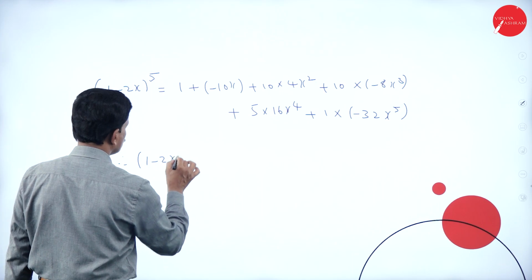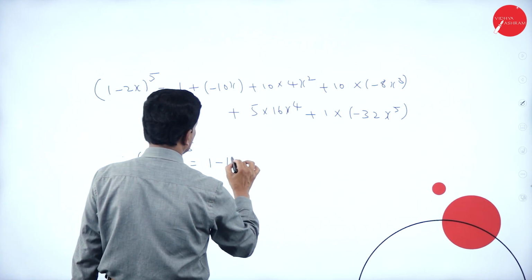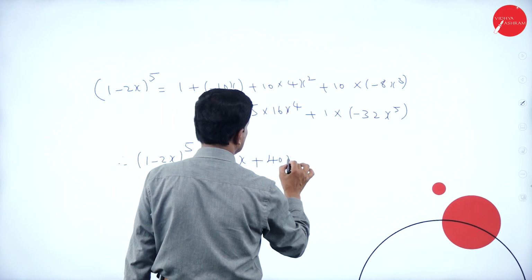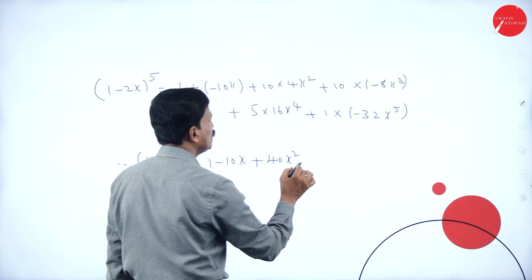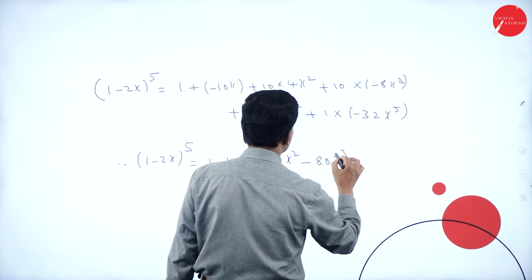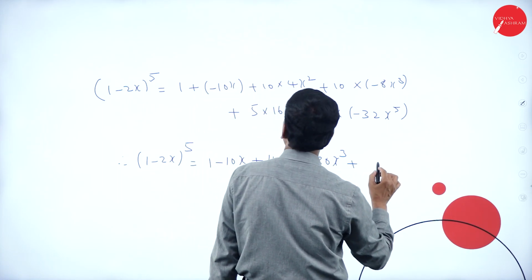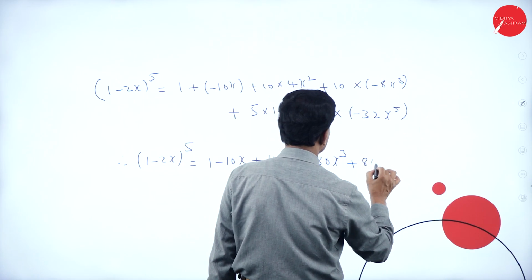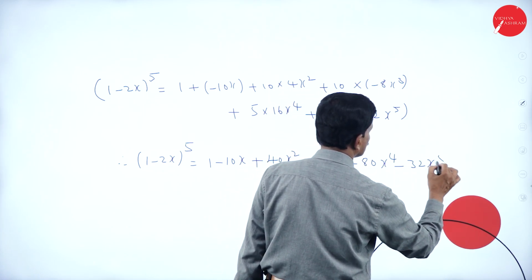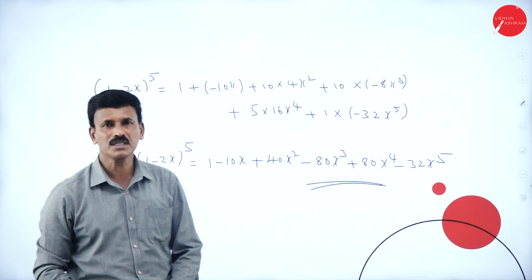Therefore, (1 minus 2x) to the power of 5 is equal to 1 minus 10x plus 10 fours are 40x square, minus 8 into 10 is 80x cube, again plus 5 into 16 is 80x to the power of 4, minus 32x raised to 5. This is the simplified answer. Hope you followed. Okay, that's it.